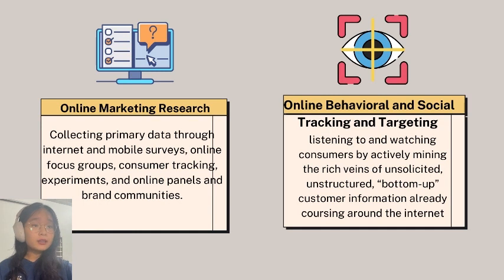And next one is online behavioral and social tracking and targeting. First, tracking customers online means you're scanning customer reviews and comments. Secondly, listening to and engaging customers can provide valuable insights into what consumers are saying or feeling about a brand. Finally, behavioral targeting is using online data to get ads and offers to specific consumers.